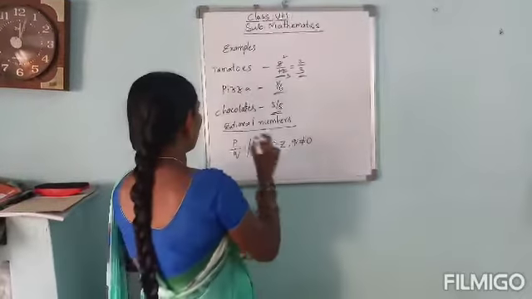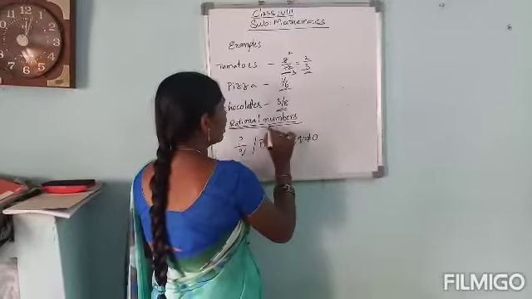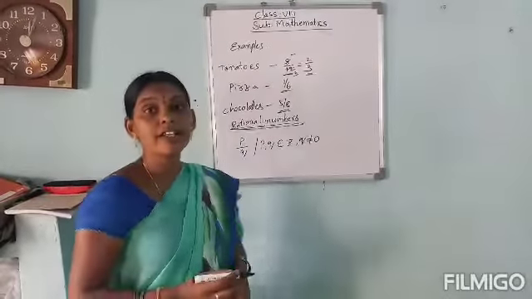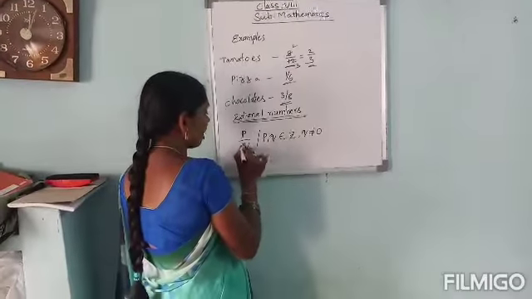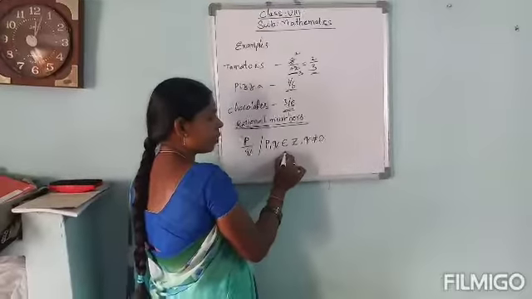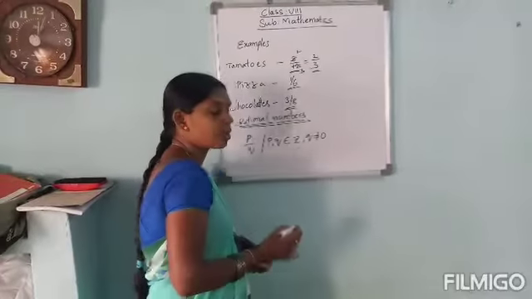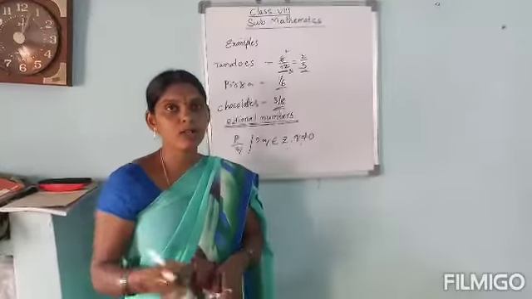So finally we discussed in the previous class, what is the rational number form? The rational numbers are in the form of P by Q, such that P and Q are integers and Q must not be equal to 0.